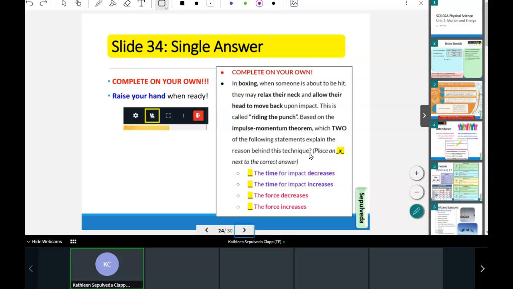Well, remember, what do I want to do? If I want to increase my time, what will that allow the force to do? If I increase my time, so when a boxer punches, they relax their head and their neck, that increases the time. What's that going to do? Is it going to increase the force or decrease the force?